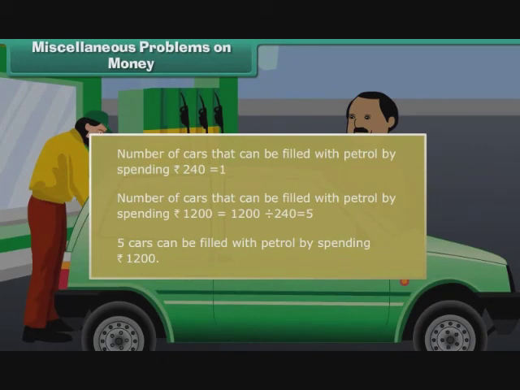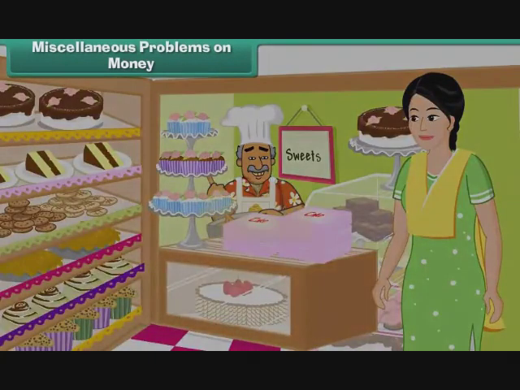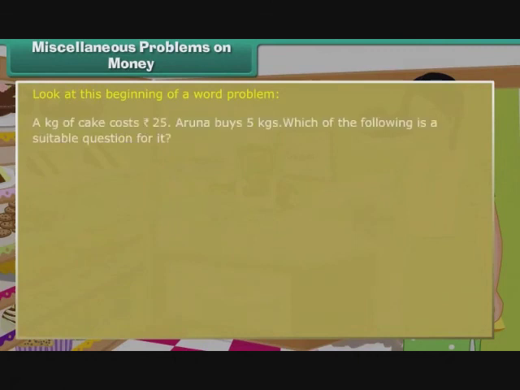So far, we have answered questions given to us. Let us now frame some questions. Look at this beginning of a word problem. A kilogram of cake costs 25 rupees. Aruna buys 5 kgs. Which of the following are suitable questions for it?